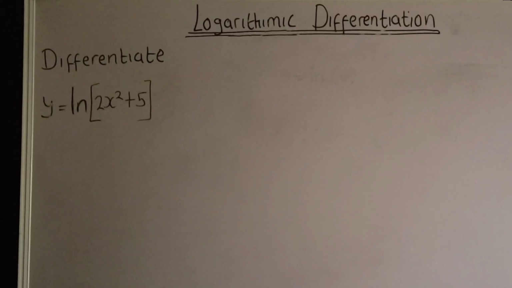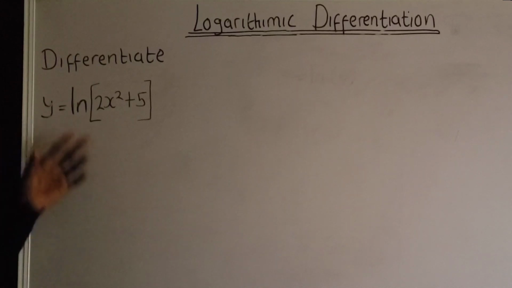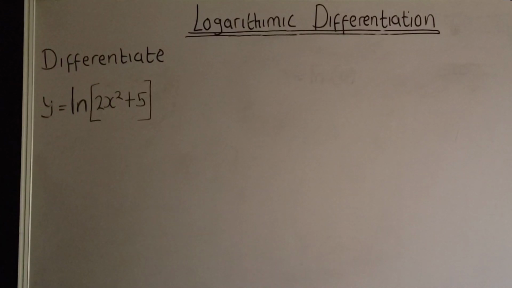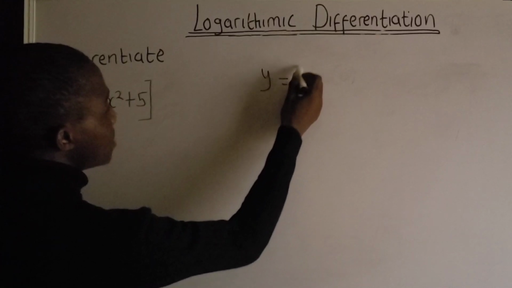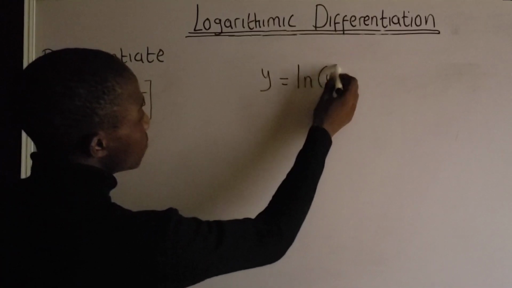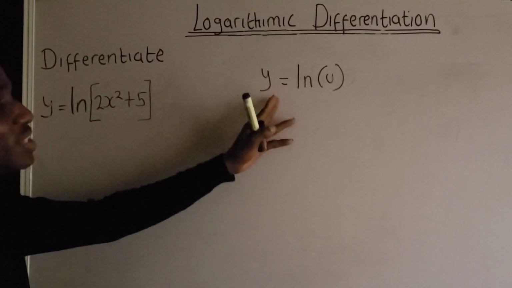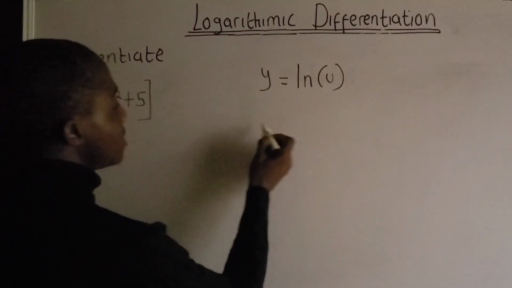Okay, let's have some work examples on logarithmic differentiation. We are told to find the derivative of y equals the natural log of 2x squared plus 5. I'm going to give you a formula and I want you to remember it. When we are told to find the derivative of a function that looks like this, ln u, the derivative of y equals ln u is given by this.